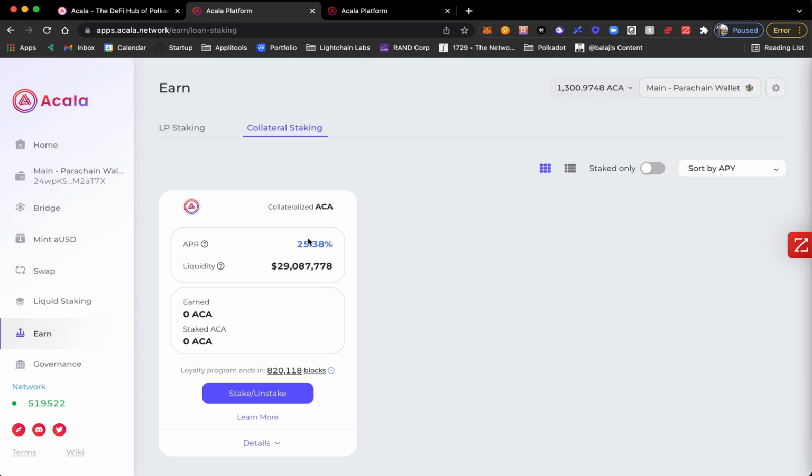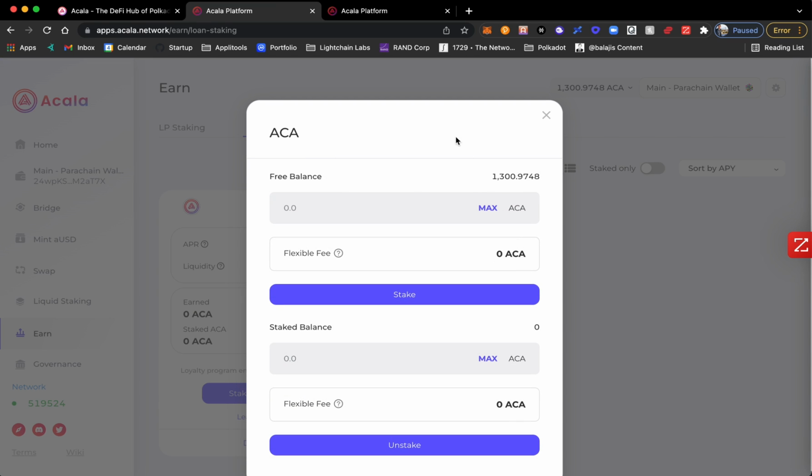pool. So currently the APR is 25%. There's a total of $30 million worth of liquidity, which is a really, really healthy sign. And all we have to do is go ahead and take our ACA tokens and stake them. Okay, so I'm gonna go ahead and stake my Acala. You can see here that I have 1,300.